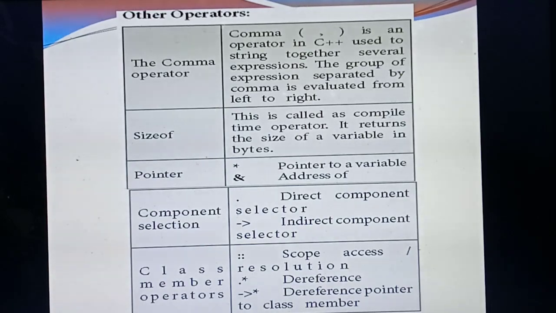Likewise, this operator in C is used to string together several expressions. For example, A plus B, comma, B plus B. So a lot of expressions are there, and you separate the expressions by using the symbol comma. The group of expressions is separated by commas from left to right. For example, A plus B, then B plus C, comma, then C plus D. So left to right, it separates using the comma.